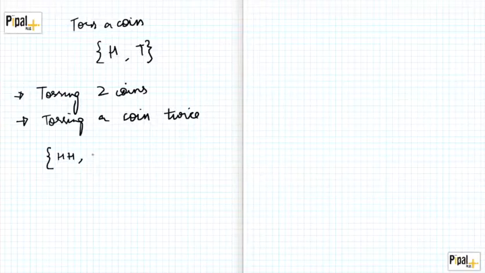Now, the first coin could still show heads, but the second coin could show tails. Then tails heads and tails tails. So now we have listed all possible outcomes when I toss a coin two times, or when I toss two coins simultaneously. Let's look at another compound event.